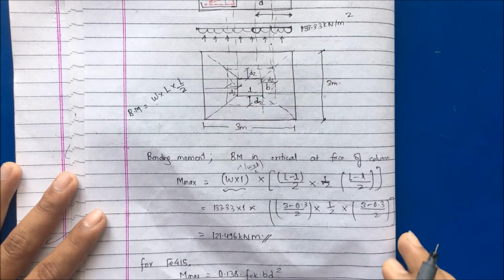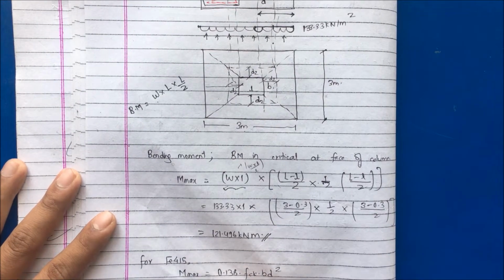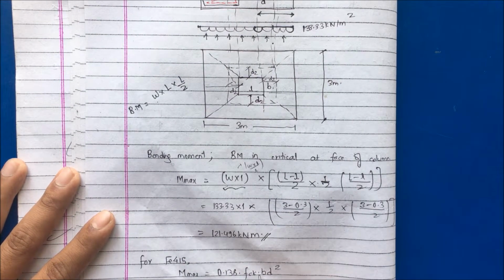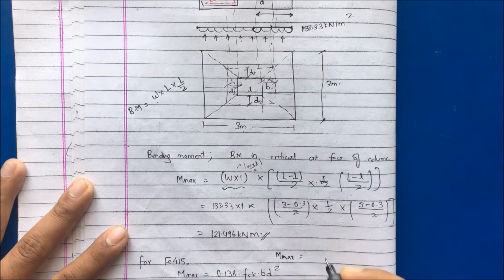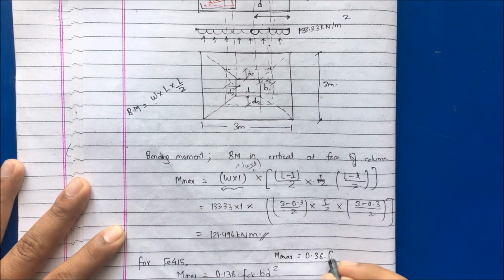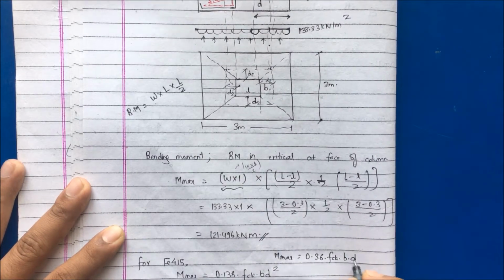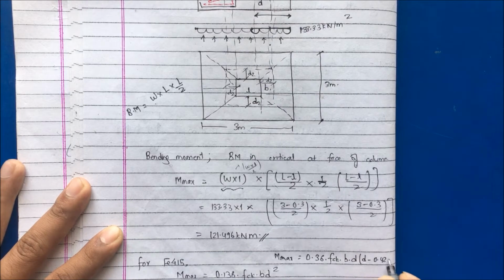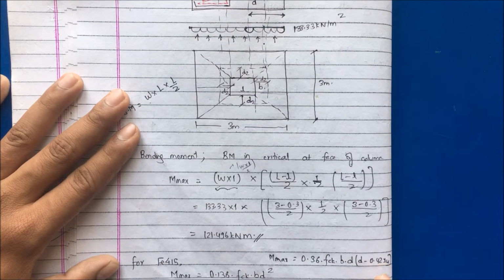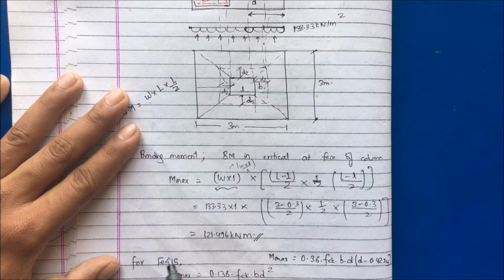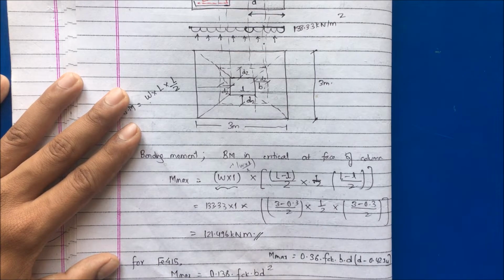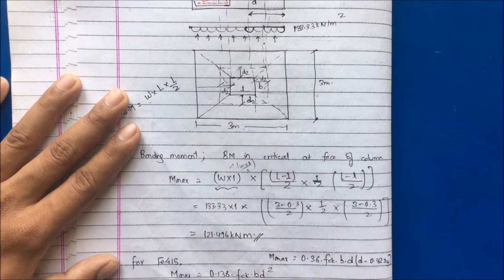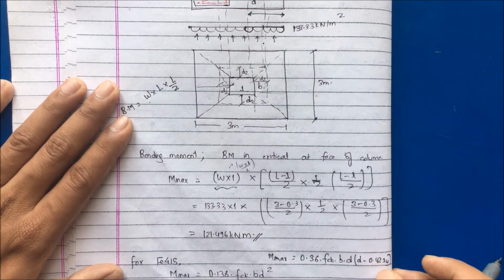As you can see here, for Fe415, Mu is equal to 0.138 fck b d square. So this is simply, we have moment is equal to 0.36 fck b into d minus 0.42 xu. Now the value of xu can be converted in terms of d for the Fe415. Then we get Mu is equal to 0.138 fck b d square. So this is the expression we get by substituting the value of xu.